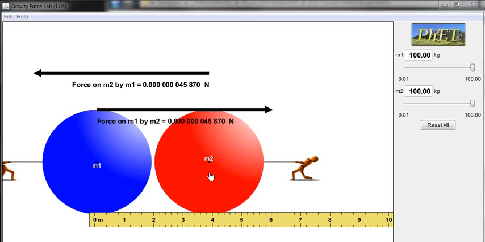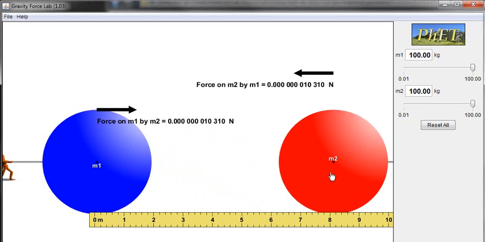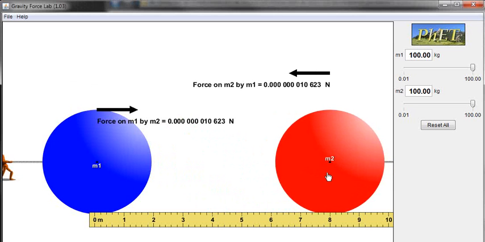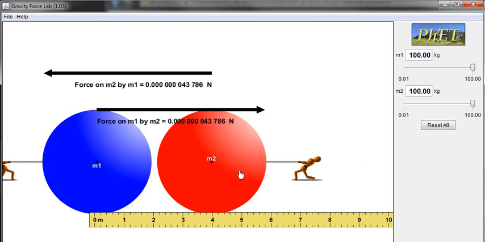Let me now leave the blue mass there and double the distance from 4 meters to 8 meters. Let's see what happens here. If I double the distance, it's an inverse square law. The force is 1/4 what it was, and so that would mean these force vectors, which are still equal and opposite to each other, are 1/4 of what they were when the two masses were 4 meters apart. Okay, so that's one thing.